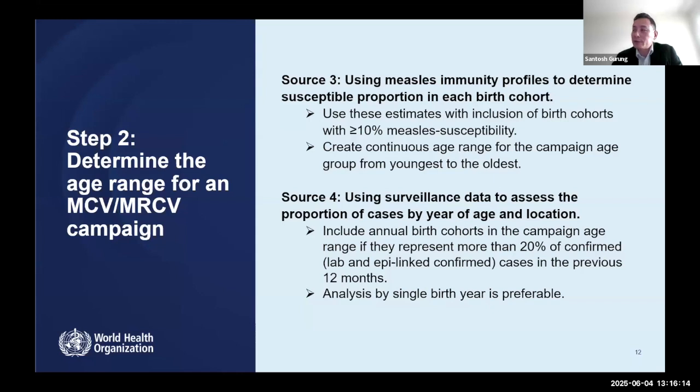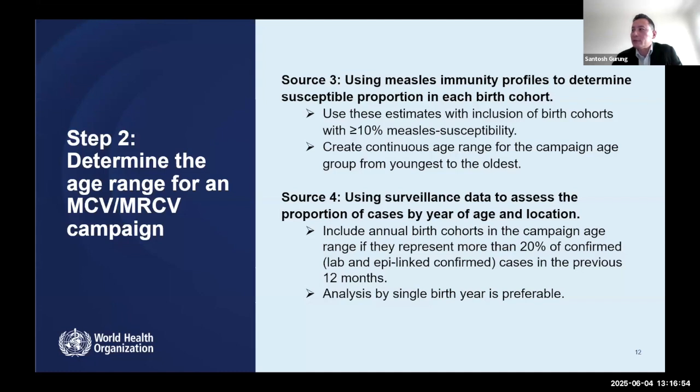The guidance talks about including birth cohorts with more than 10% measles susceptibility, and, like I said earlier, creating a continuous age range for ease of implementation. Lastly, using surveillance data, which is very important, to assess the proportion of cases by year of age and population. Include annual birth cohorts in the campaign age range if they represent more than 20% of the confirmed cases. And when I say confirmed, it's lab and epi-linked confirmed cases in the previous 12 months.